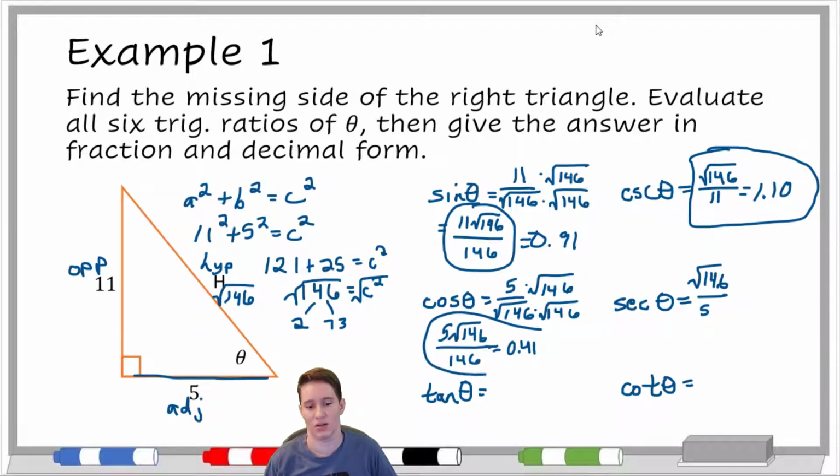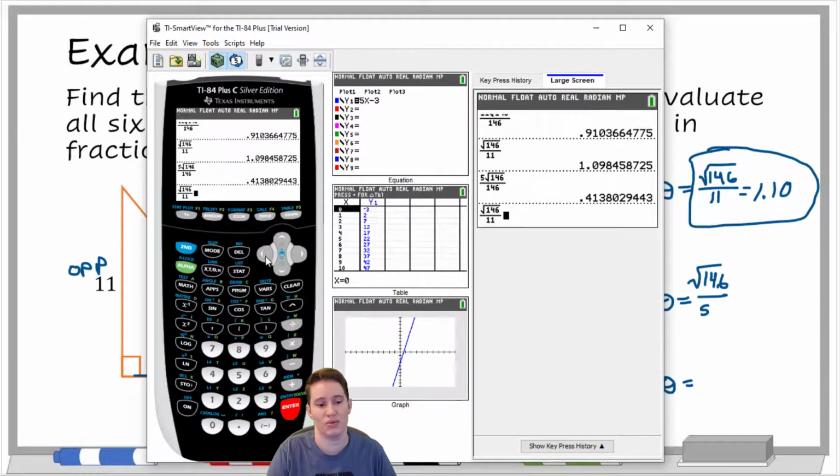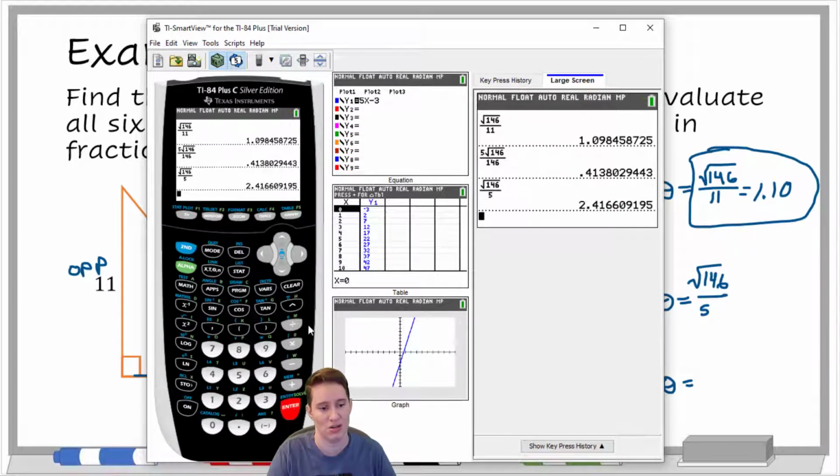And then we're going to look at square root of 146 over 5. And again, we could scroll up and use something that we've already done in the hopes that we will have less writing overall, or typing overall. 2.42.